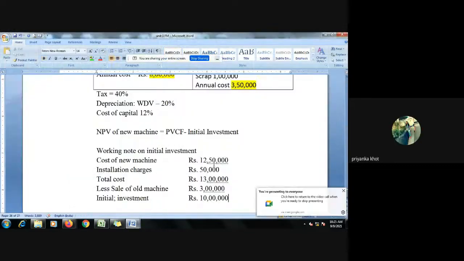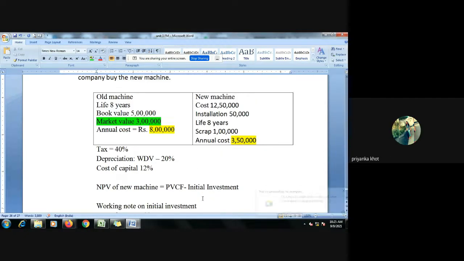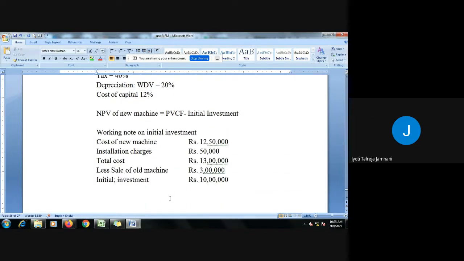Excuse me, ma'am. Yes, tell me. That 5 lakh means depreciation is deducted and only after that it is 5 lakh, right? Which 5 lakh? The old one. The book value. Yeah. Okay. So we need not again consider the depreciation right here. We directly take the market value in that calculation, right? Yeah. If you're selling, you have to directly take the market value.